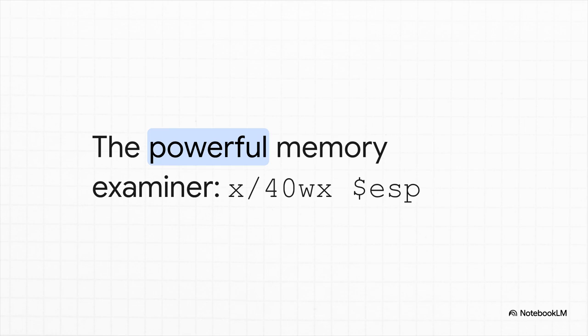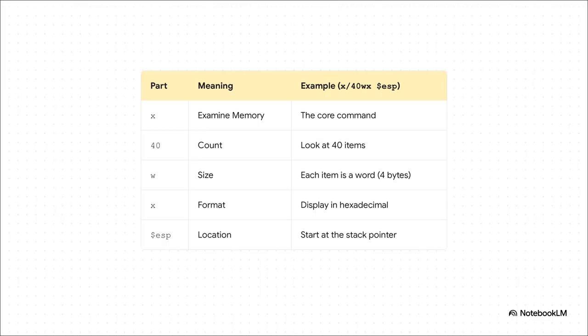For that, we use the examine command, or just x. Now, I know this command on the screen looks like some kind of cryptic password, but it is one of the most powerful and useful tools in your entire kit. It's telling GDB to show us the very top of the program stack. Let's decode this thing together, because once you get it, you'll use it all the time.